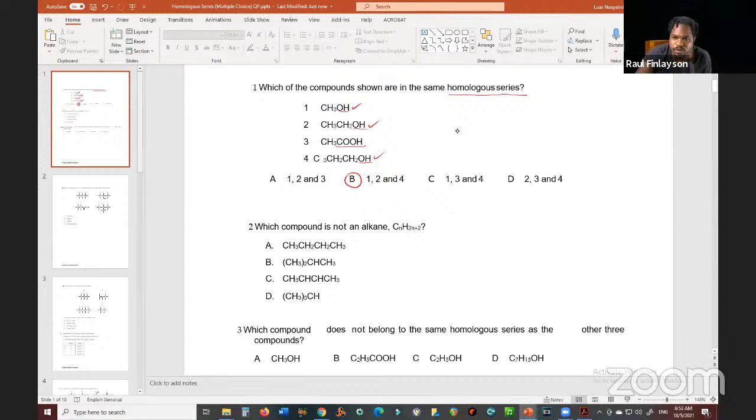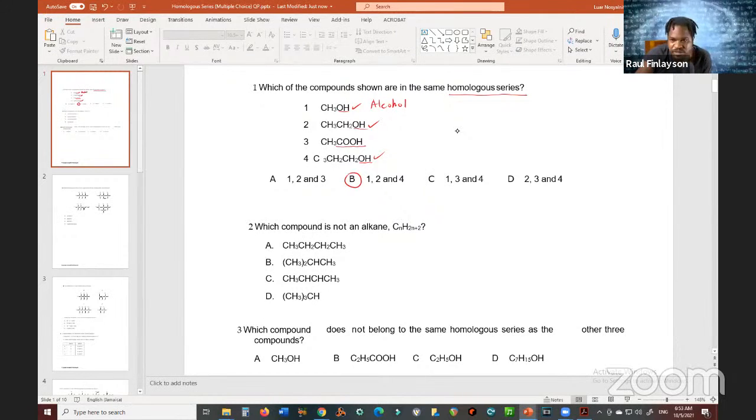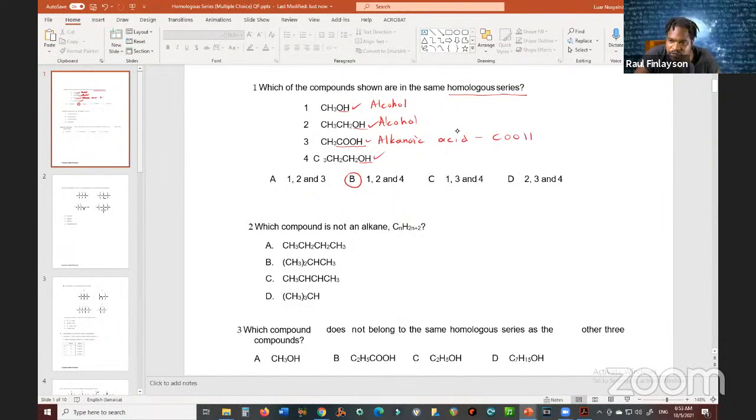So we could go ahead and write this. This is actually an alcohol. Easy, just looking at it. See OH there at the end, it's an alcohol. OH at the end there, alcohol. And the other one now is an acid. It's actually an alkanoic acid, again ending with COOH. That's the key there. And ending with OH is alcohol. So 1, 2, and 4.